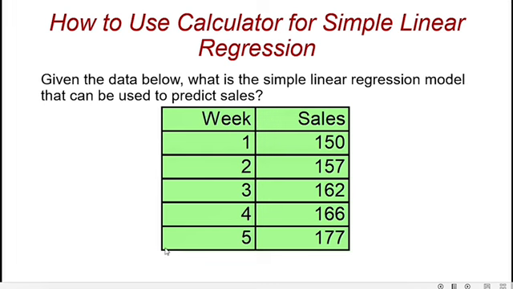So the question given to us on our screen is: given the data below, what is the simple linear regression model that can be used to predict sales? Looking at our table, the first column is weeks and the second column is sales. The week represents our X and the sales represents our Y. First, let's see how we solve it manually.